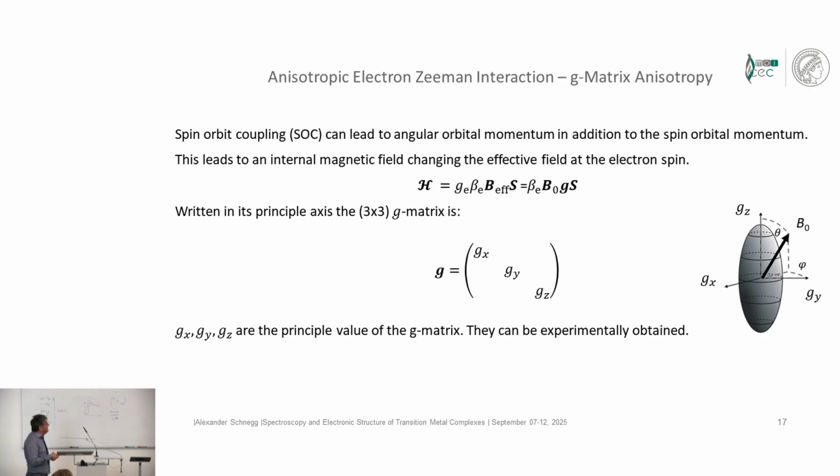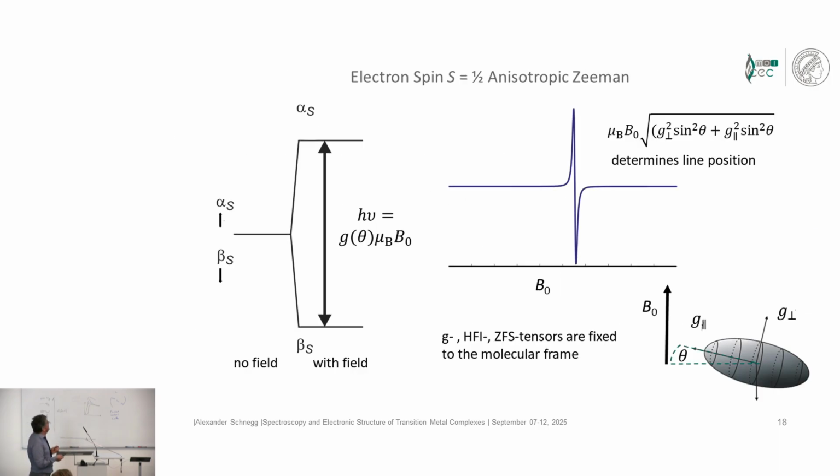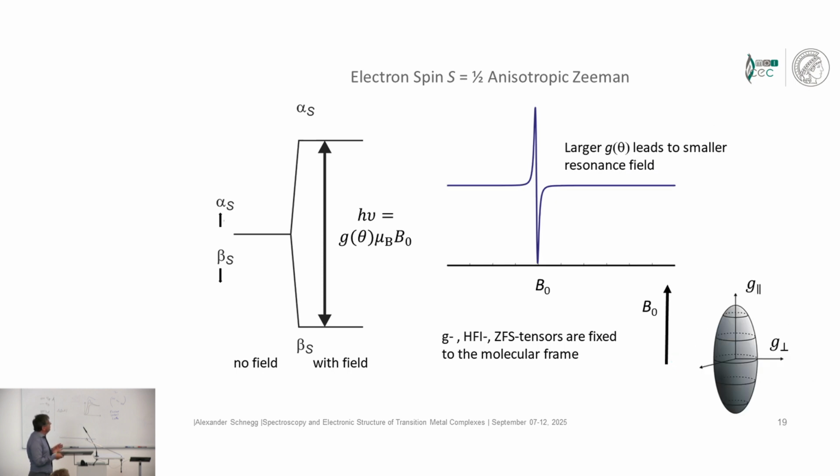And this ellipsoid is then oriented with respect to the external magnetic field, and this changes the resonance condition in the following way. This is again the resonance expression for the axial case, which is shown here. And this term determines the energy splitting, and therefore if we change the orientation of our molecule, and thereby the tensor, with respect to the external magnetic field, we shift our resonance line.